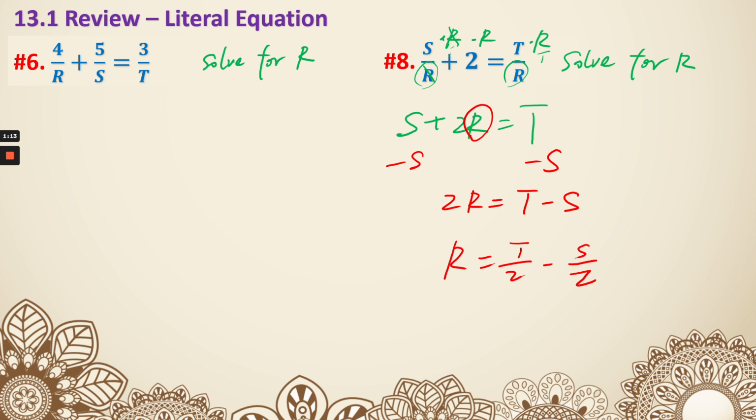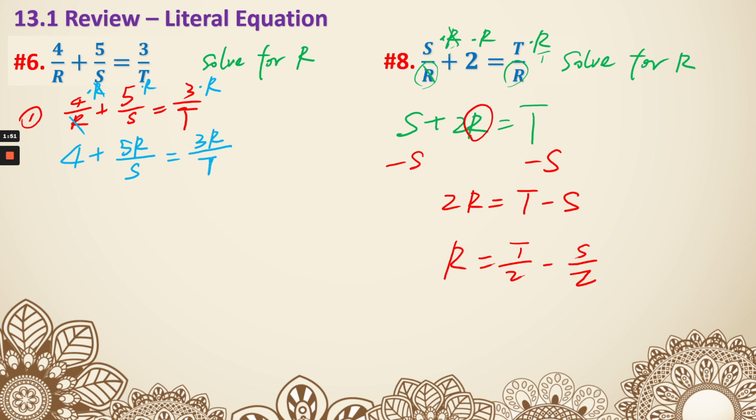We can do something similar for question 6. So in this case, if you actually multiply both sides by R, I'm going to give you 2 different methods. Say this is your first method. You can choose to multiply both sides by the R, so that R is cancelled. Then you are left with, oh, that's actually a 5. I wrote it wrong. This should actually be a 5. And then you are left with 4 plus 5R over S, then equals 3R over T.